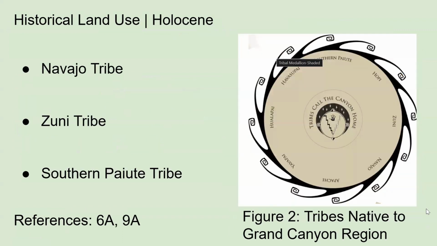The land where the Grand Canyon National Park is located today has been home to the native peoples for tens of thousands of years. The graphic on the right shows us just how many tribes are native to this land, including the Navajo, Zuni, and Southern Paiute tribes.